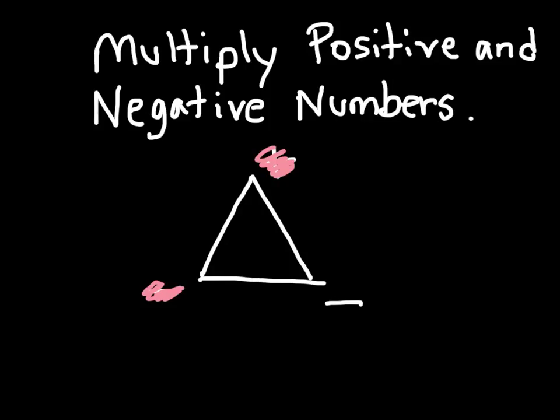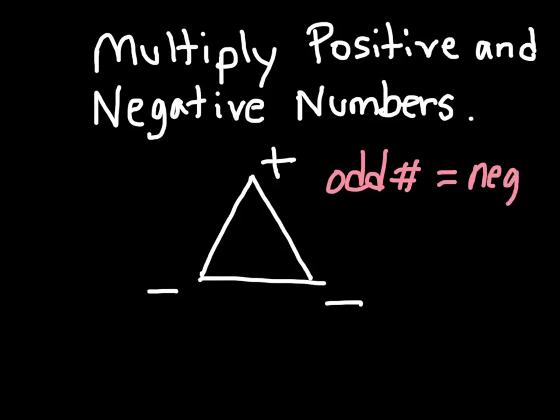If you're multiplying several numbers together, then what we want to do is identify how many negative signs we have. So if I have an odd number of negative signs, then my answer is going to be negative. So if I have 1, 3, 5, etc., those are all odd numbers. That's how many negative numbers I have in my multiplication problem, then the answer is going to be negative.